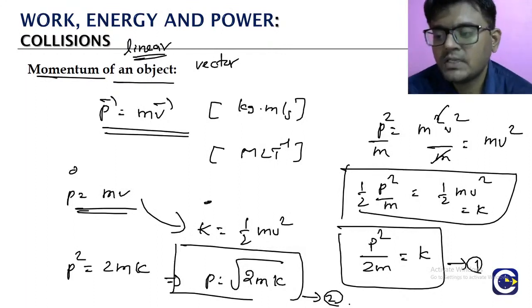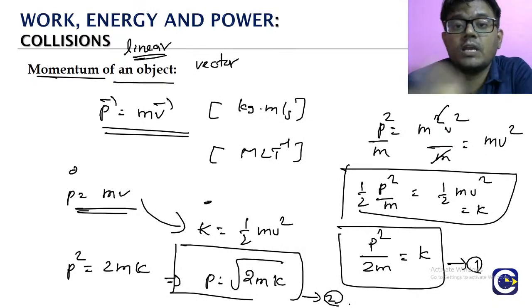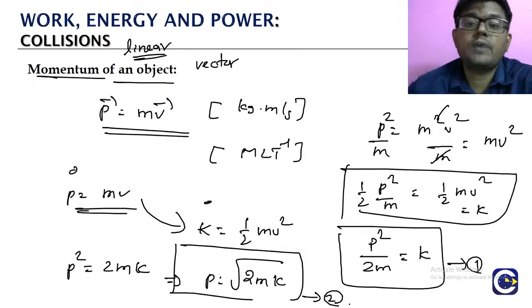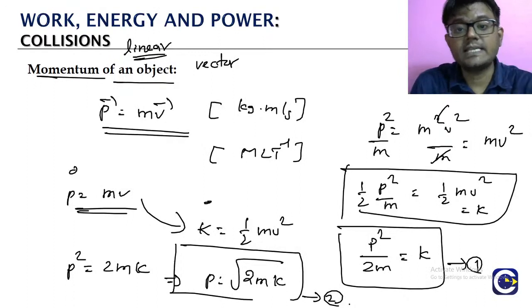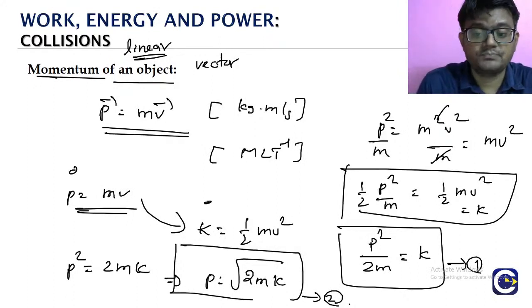Okay. So the first equation is what? If you know the momentum, you can find the kinetic energy. What is the formula? P square by 2m is what? Kinetic energy. Second equation is what? If you know the kinetic energy, you can find the momentum. P is equal to what?